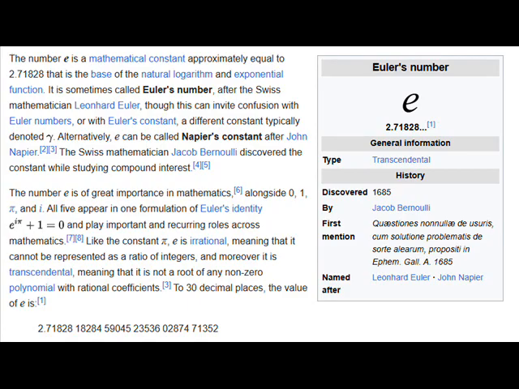The number e is a mathematical constant approximately equal to 2.71828. That is the base of the natural logarithm and exponential function. The number is irrational, which means that it has an infinite number of decimal places and they do not repeat.